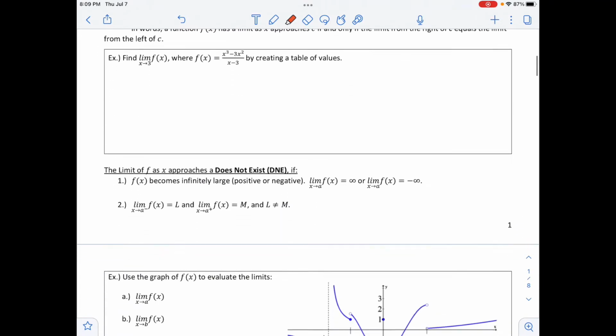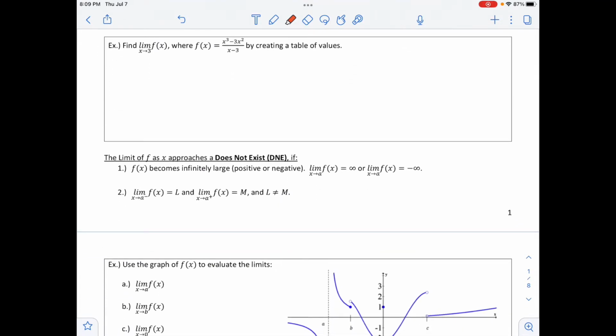And so we have an example right below this that says, find the limit as x approaches 3 of f of x, where f of x is equal to x cubed minus 3x squared over x minus 3, by creating a table of values. So I'm going to go ahead and create a table. My table is going to have x values and f of x values, or our y values. And I'm going to go ahead and make a few columns.